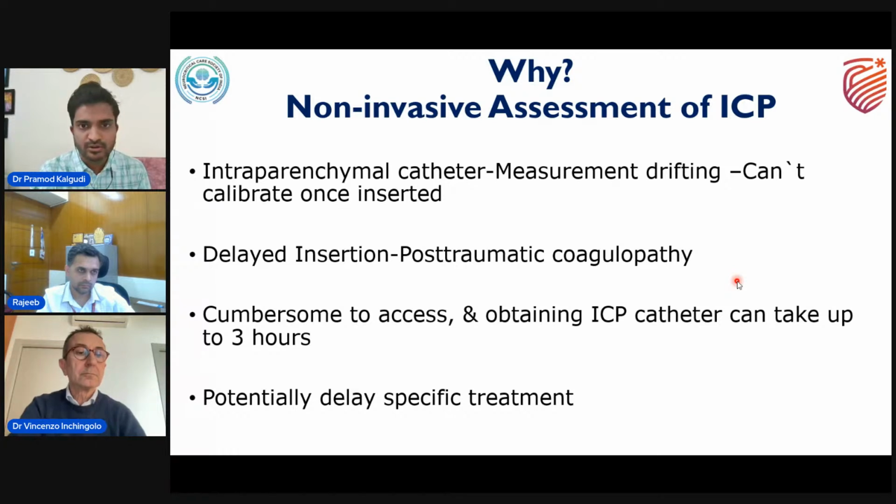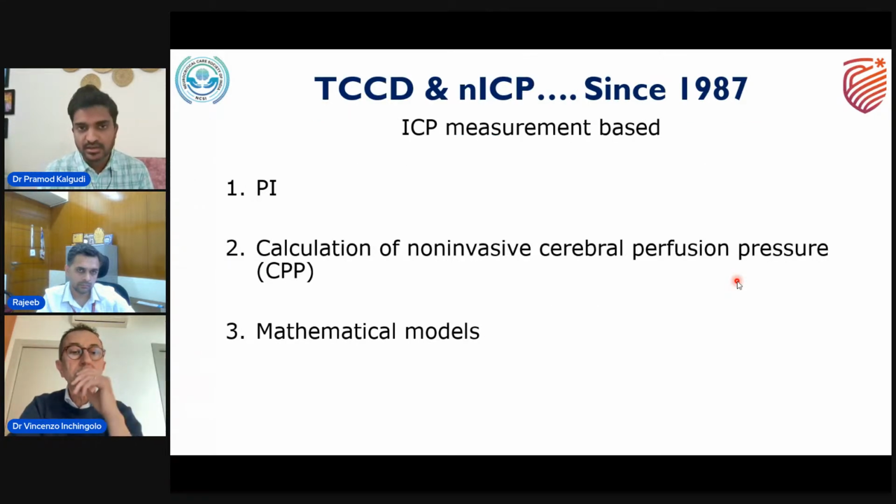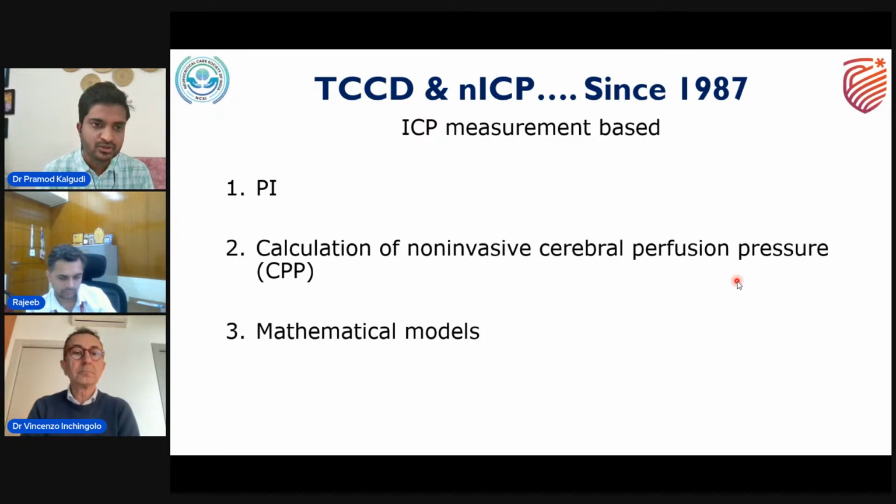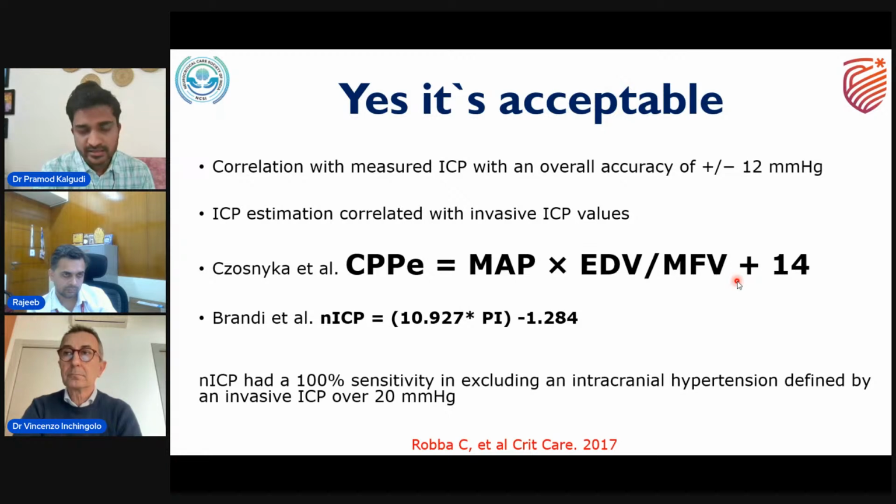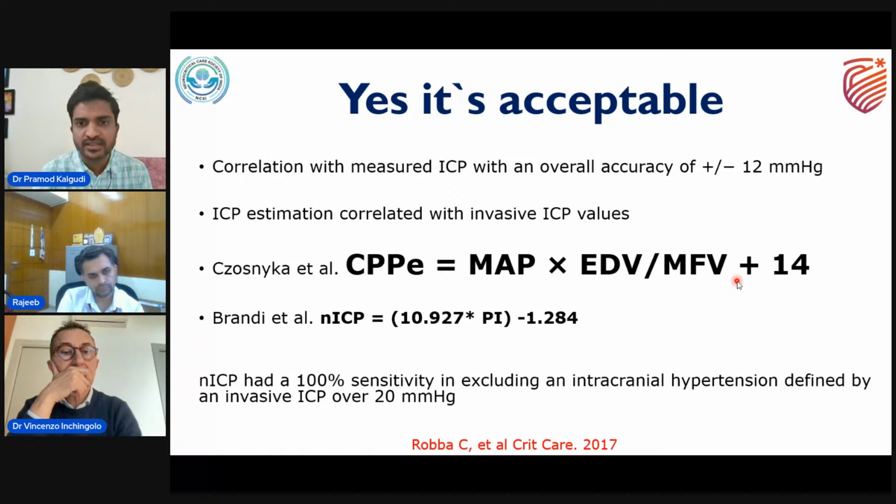So TCCD being a point of care instrument and tool for us, it has been used, just like TCD since 1987, to measure ICP non-invasively based on the pulsatility index, based on the formulas used for CPP, and also based on mathematical models. If you ask me, do you accept it? Yes, I do. Why? Because there has been enough evidence so far that there is a good correlation with measured ICP, with an overall accuracy of plus or minus 12 millimeters of mercury. And these estimates have good correlation with the ICP values.